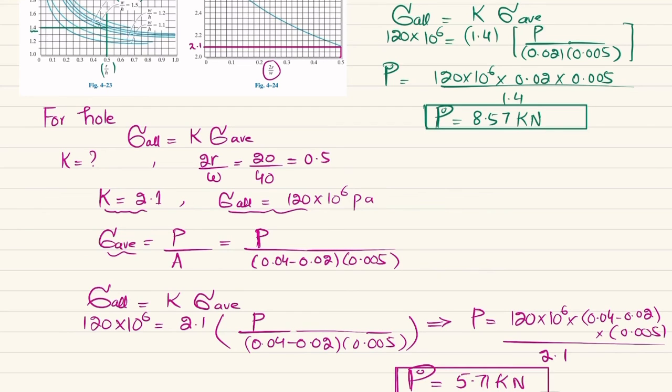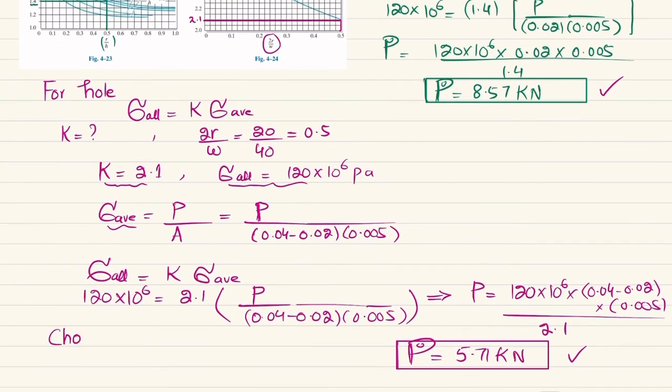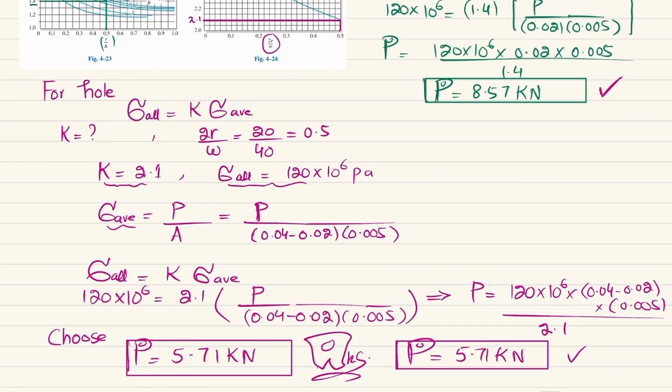Now this is the allowable P load that can be applied for the hole. Now we have two values: one is this and another one is this. So we will choose the smallest value, which is 5.71 kilonewton. The reason we choose the smallest value is because it will be safer and that can be applied. If you apply a force that exceeds the allowable stress in this bar, it will fail.